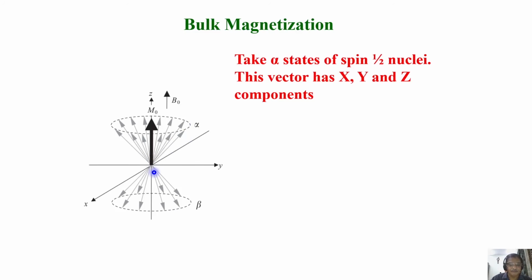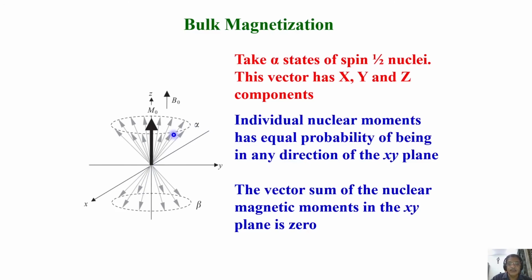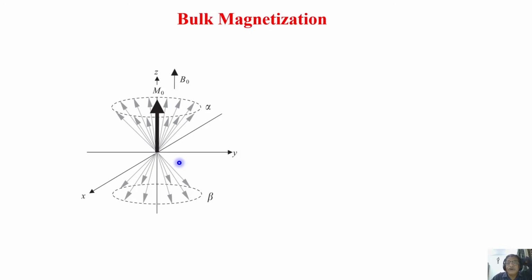Each is a vector. Now we can resolve each vector into three components, x, y, and z. Let us take the first example, the alpha state of one of the magnetic moments, this orientation. This vector, now when we resolve it into three components, these individual nuclear moments have all the probabilities.